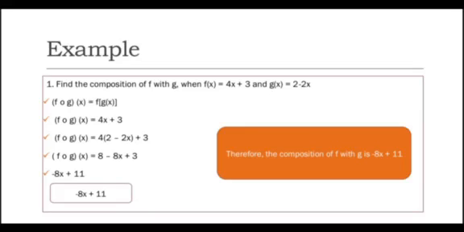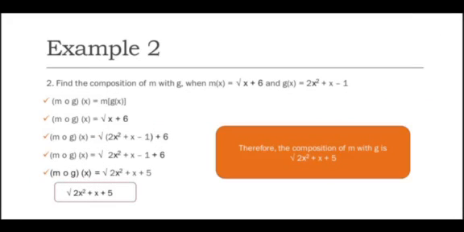The next thing we do is distribute the 4 with the numbers inside the parentheses. So, 4 multiplied by 2 becomes 8, and multiply 4 again with negative 2x, which becomes negative 8x. Then copy the positive 3. Combine the like terms and our answer is negative 8x plus 11. Therefore, the composition of f with g is negative 8x plus 11.